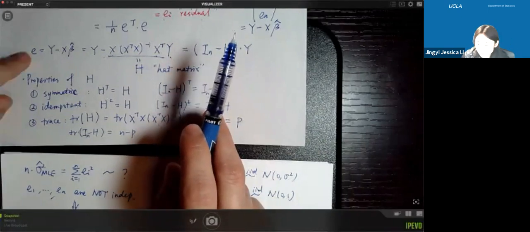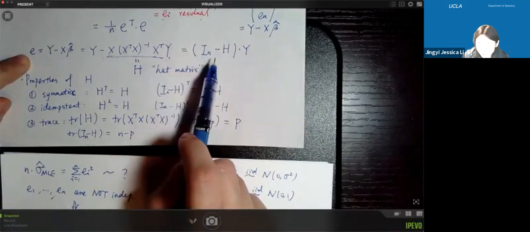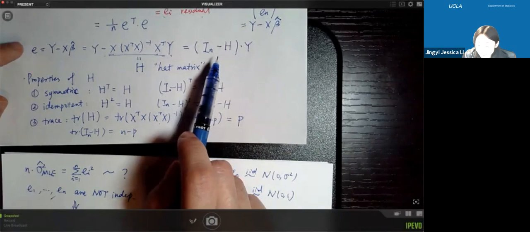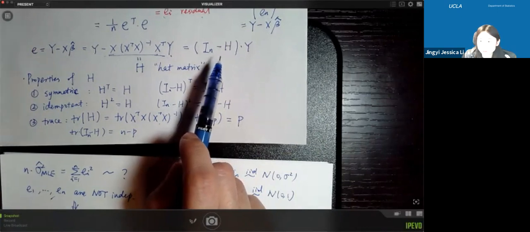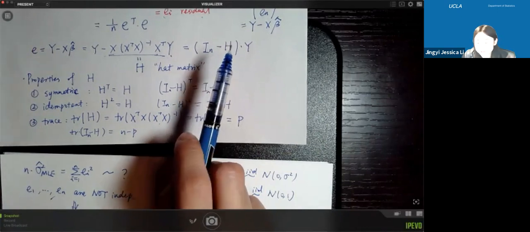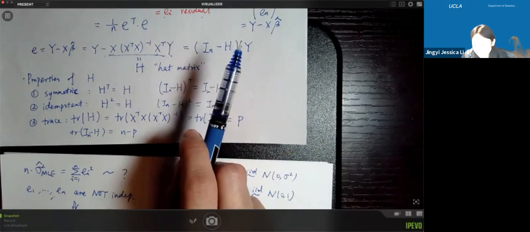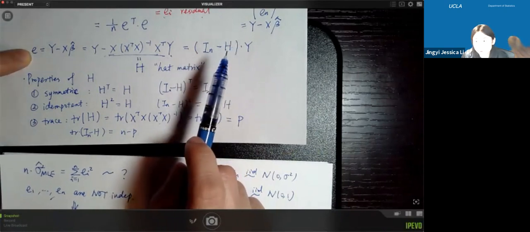And here we say that we have n minus p degrees of freedom, which means that you could have n minus p things that change differently. And after you change those, the remaining p items in e will be fixed.